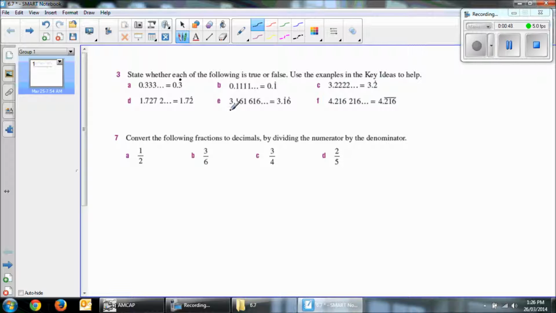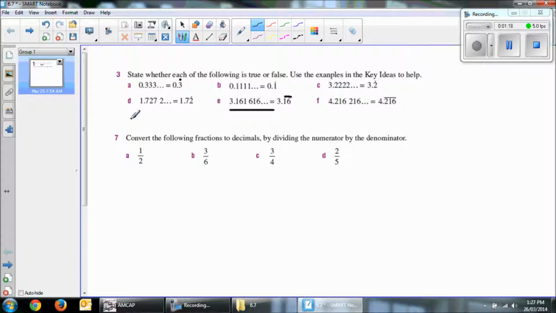Let's skip ahead to E. 3.161616. So 16 is recurring. They have 2 dots here. That is incorrect. When you have more than one number recurring, you need to put a bar above those numbers like that. For this one, 216, 216. So 216 are the recurring numbers. They've got this one right. This is true because there is a bar above all of the numbers that are recurring.